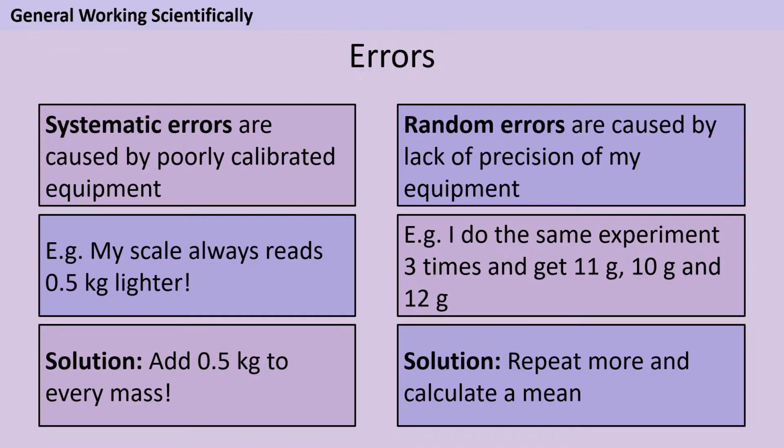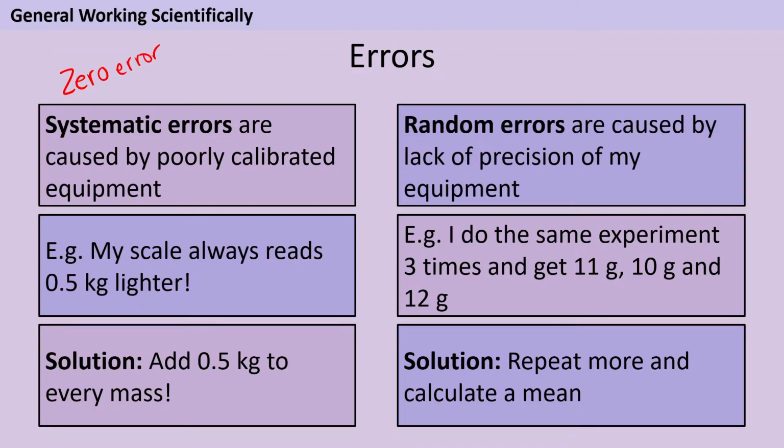Different kinds of errors. So systematic errors are where there's a problem with your equipment and it's always wrong by the same amount. So if your balance is always reading half a kilo lighter, that's a systematic error. That is in fact what we call a zero error, which is like a subset of systematic errors. So all zero errors are systematic, but not all systematic errors are zero. So if the point where 0 should be is wrong, that's a zero error. If the error is elsewhere, then it's just generally systematic.